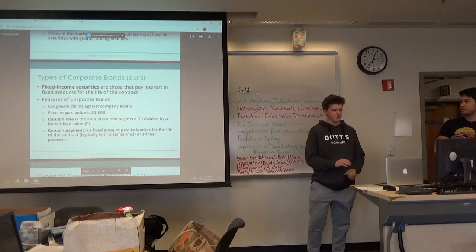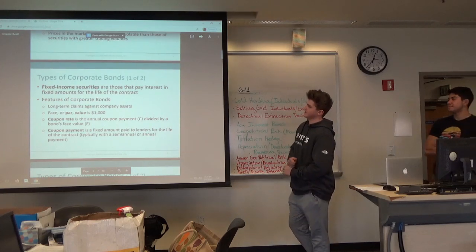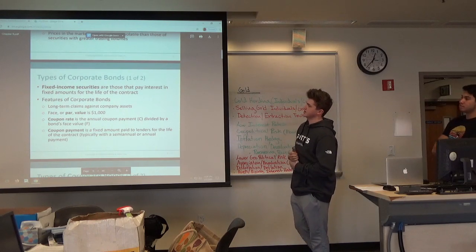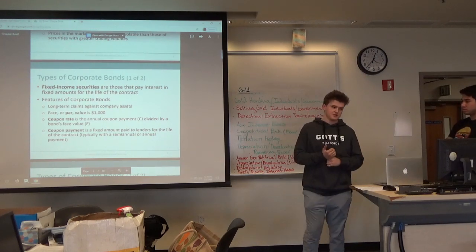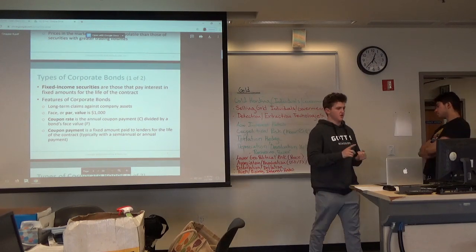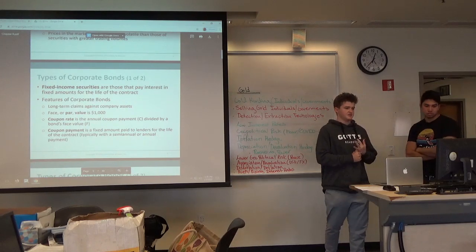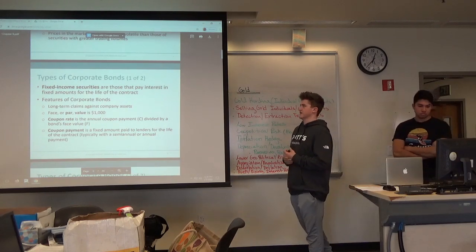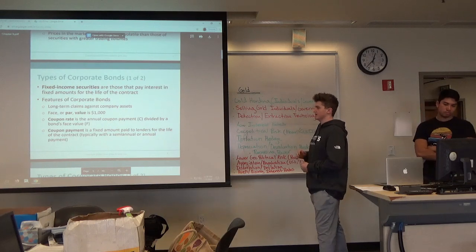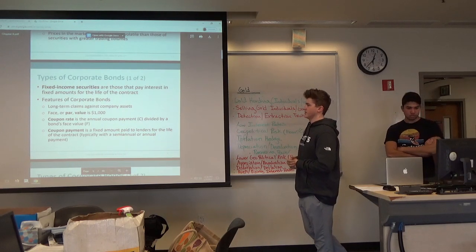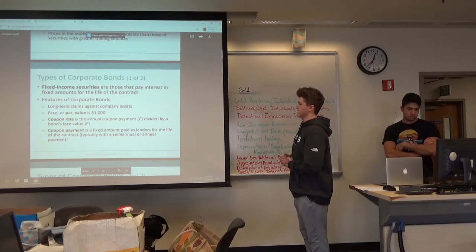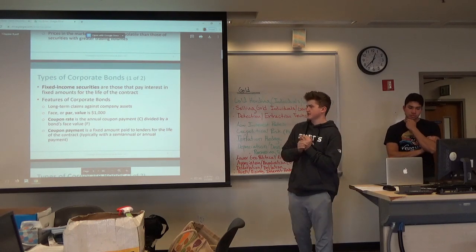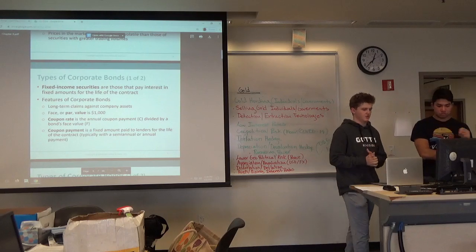Alright, so the types of corporate bonds. There's a fixed income security, and those pay interest in fixed amounts for the life of the contract. Some features of them are that they are long-term claims against company assets. The face or par value of it is $1,000. The coupon rate is the annual payment divided by the bond's face value. And the coupon payment is a fixed amount paid to lenders for the life of the contract, usually semi-annually or annually.